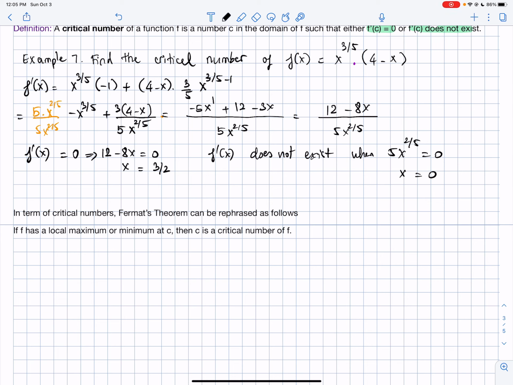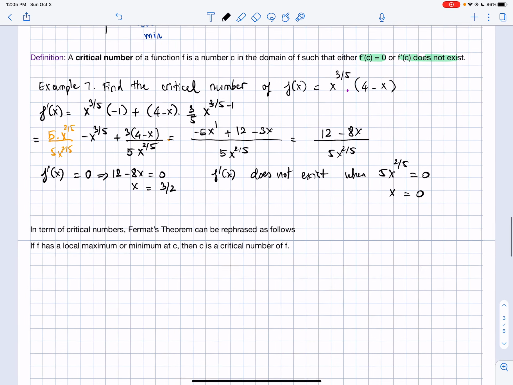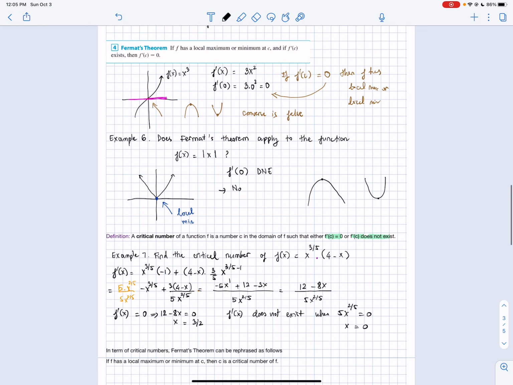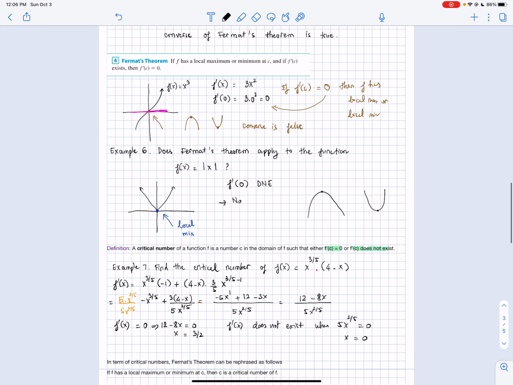In terms of critical numbers, the Fermat theorem can be phrased as follows. So let's go back to the Fermat theorem a little bit. Now let's look at the Fermat theorem and this definition. We have that f has a local maximum or minimum at c, if f prime of c exists, and f prime of c equals 0. In the definition, to find a critical number, we should have f prime of c equal to 0 or does not exist.